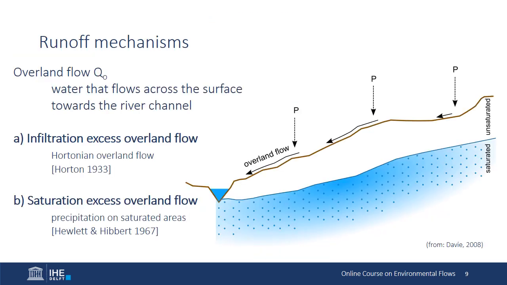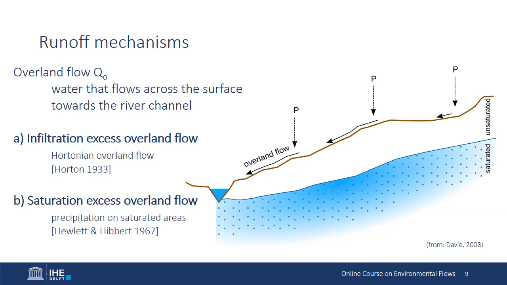To zoom in a bit more on the overland flow processes, so water that flows across the surface towards a river channel, we can split up into two different processes. First of all, Horton in 1933 defined a process which is also known as infiltration excess overland flow or Hortonian overland flow. In this case, the rainfall intensity is exceeding the infiltration capacity of the soil, and therefore water is flowing as sheet flow on the surface towards the stream. That's often the case in arid and semi-arid areas.